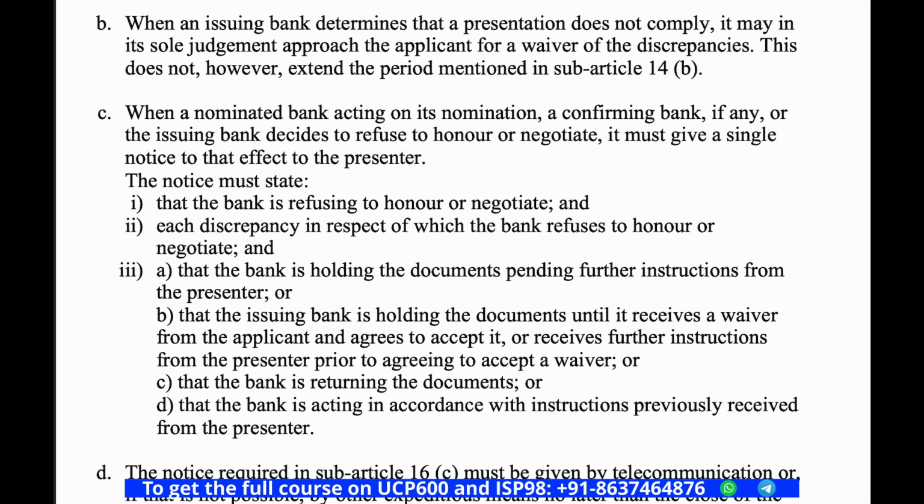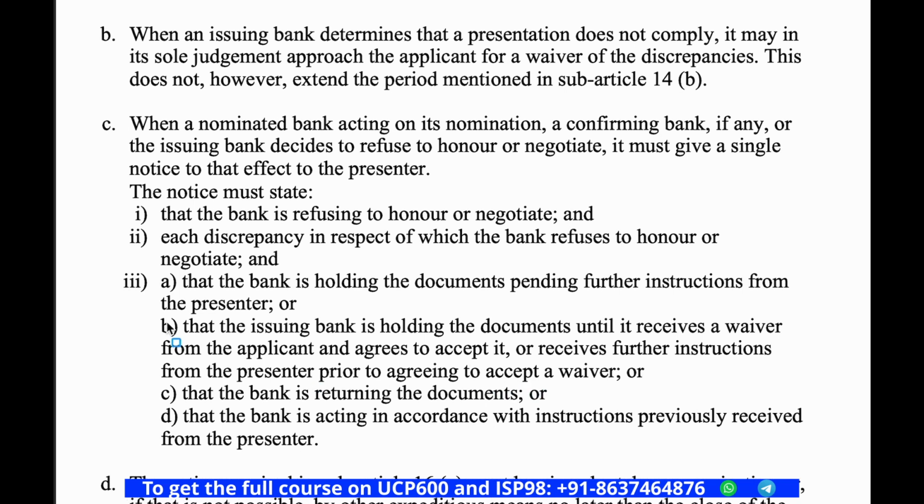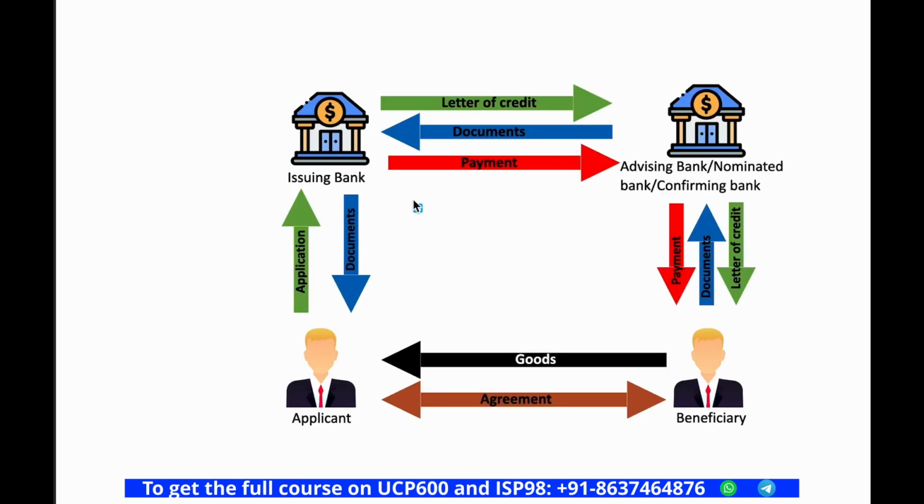And the next option available to the bank is that the bank is holding the documents until it receives a waiver from the applicant and agrees to accept it, or receives further instructions from the presenter prior to agreeing to accept a waiver. This happens when the issuing bank sends a refusal notice to the presenter and simultaneously approaches the applicant for waiver of discrepancies. But in the first case, the bank sent the refusal notice alone and did not approach the applicant for waiver, right? So here what happens is, this issuing bank will send a refusal notice to this beneficiary and it will approach the applicant for a waiver of discrepancies as well. So in this case, it is like first come first serve basis.